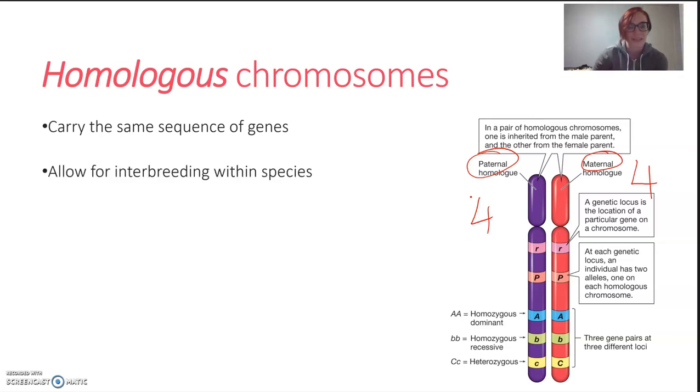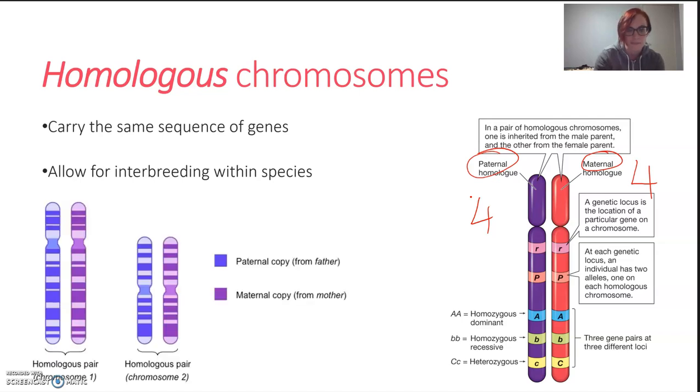So it does actually allow for interbreeding within species because every single chromosome that matches in those homologous pairs do have the same linear sequence. So again, we talked about the paternal and the maternal copy, and that's always what's happening here. This is a pair of 2s and this is a pair of 1s, same thing.